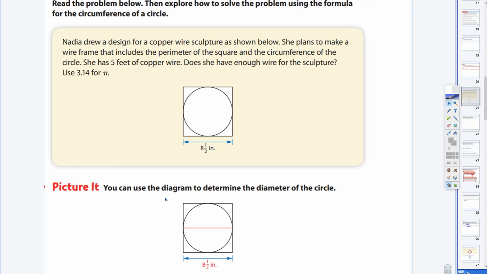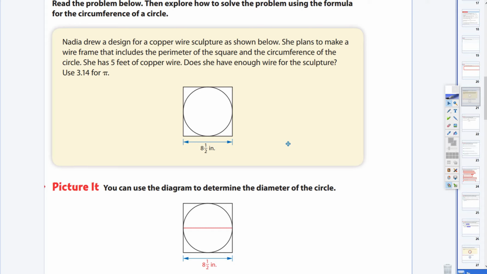Nadia drew a design for a copper wire sculpture as shown below. She plans to make a wire frame that includes the perimeter of the square and the circumference of the circle. I want you to think about that. So it's the perimeter of the square and the circumference of the circle. She has 5 feet of copper wire. Does she have enough wire for the sculpture?